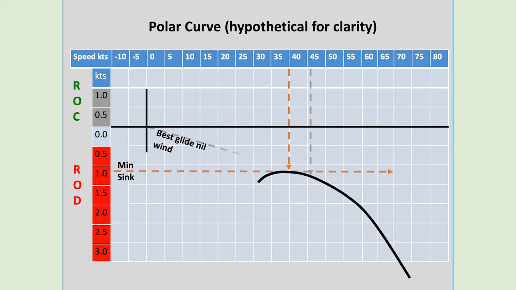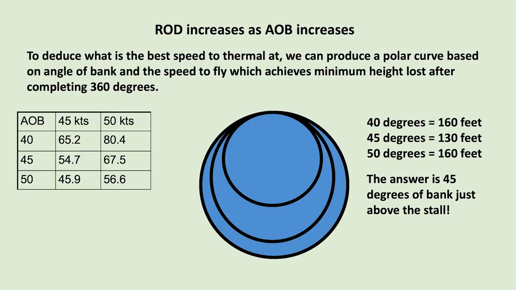Our best glide, however, is a relation of speed forwards and sink. And here we have, as always, a higher speed than minimum sink to achieve best glide. Rate of descent increases as angular bank increases. To deduce the best speed to thermal at, we can produce a polar curve based on angular bank and the speed to fly, which achieves minimum height loss after completing 360 degrees.